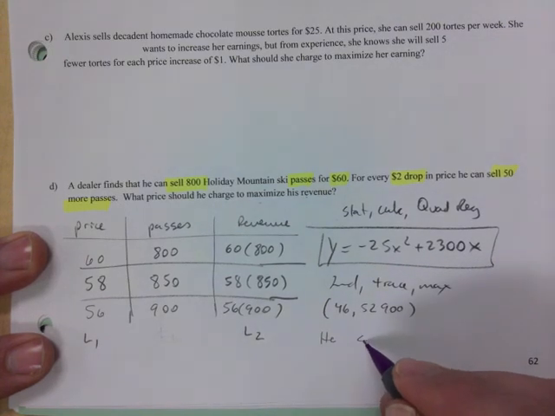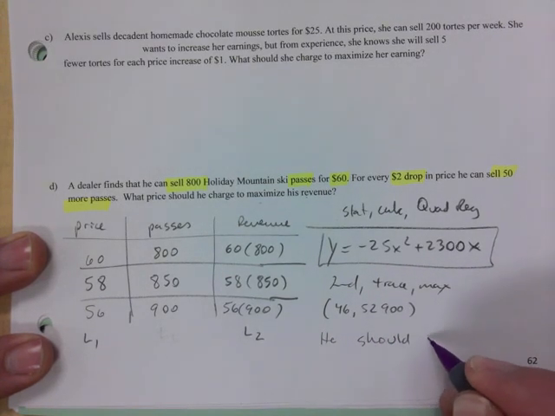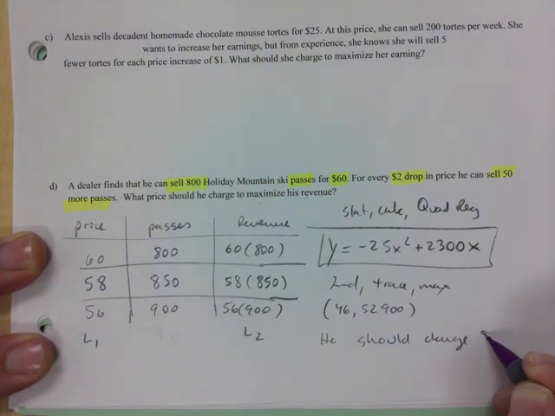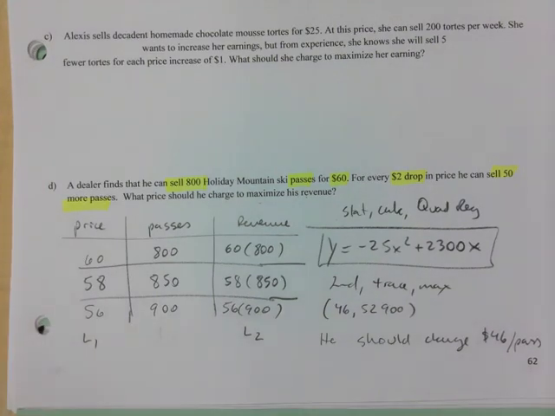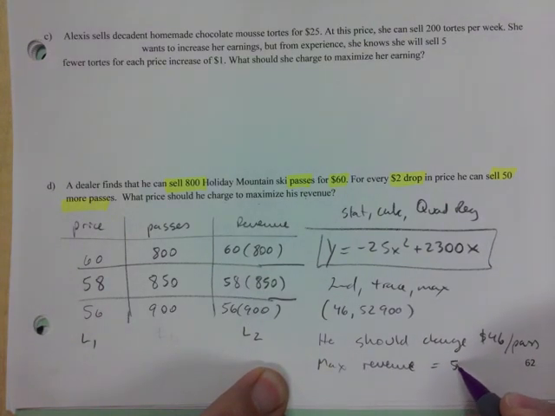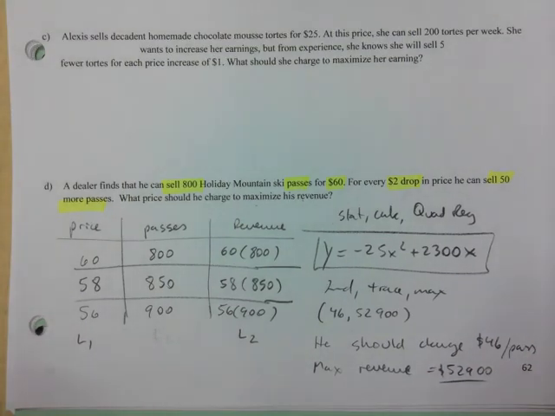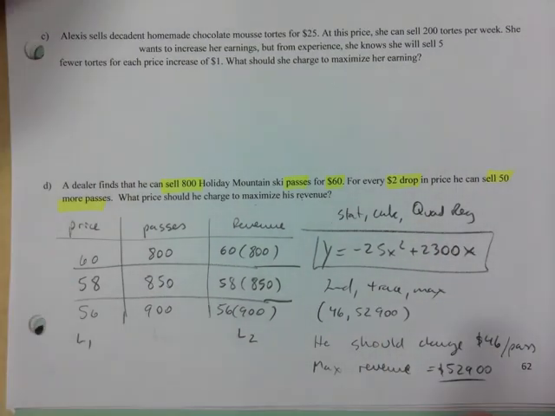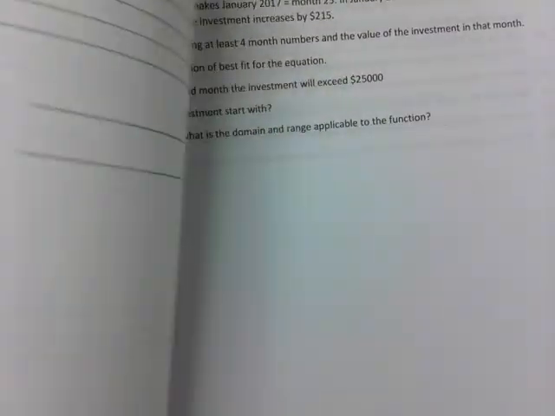So he should charge $46 per pass. Okay, that's the price that you should charge to maximize. Maximum revenue is 52,900. Okay, I'll skip that one for now. I think you got it.